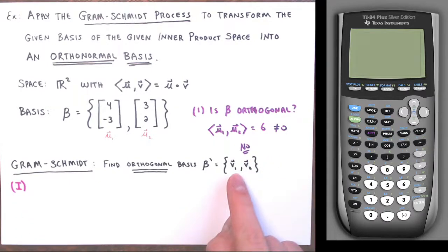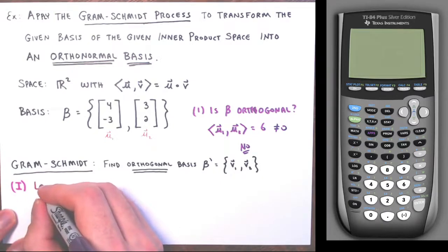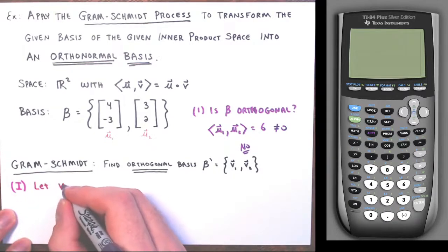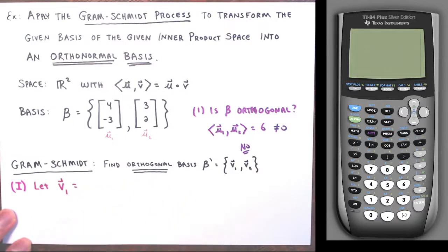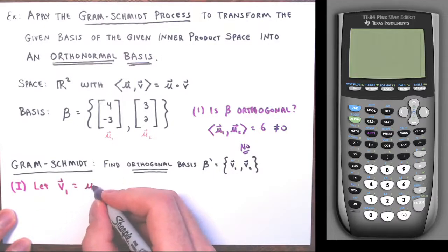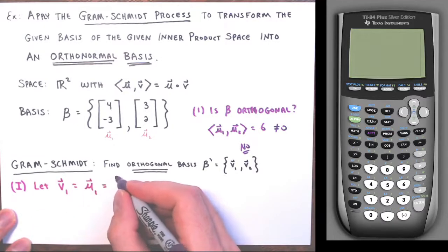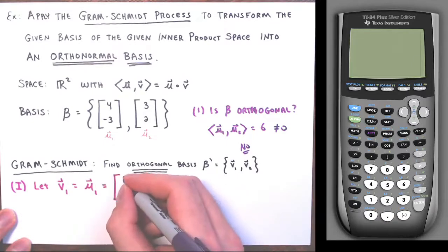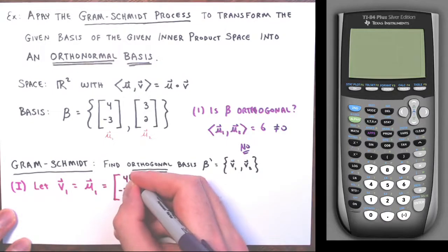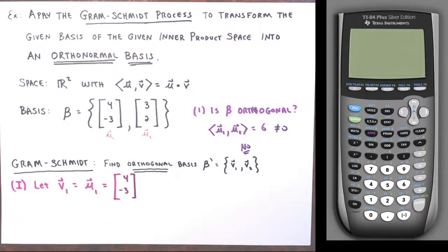Now v1 is just u1. Just pick the first vector and let that be in B prime. So I'm going to just let v1 be equal to u1. So v1 is simply going to be the vector (4, -3). Simple as that.